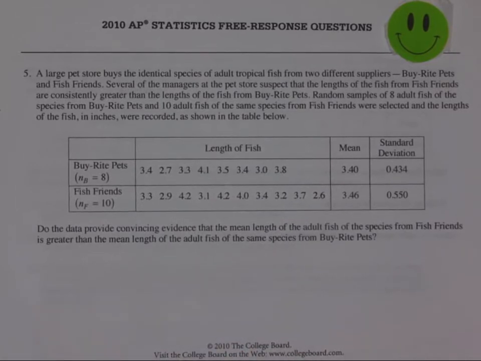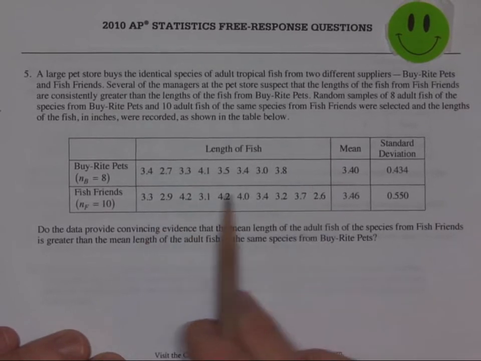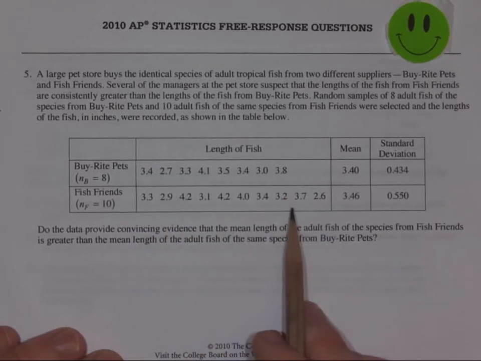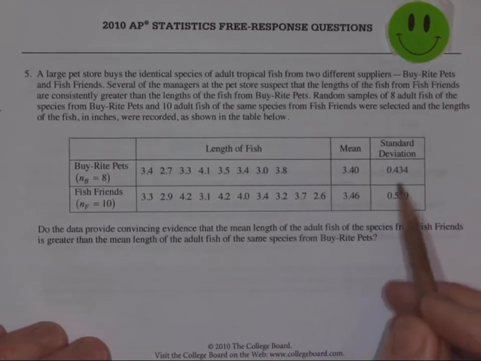Okay, so they ask, do the data provide convincing evidence of something? That means it's asking for a p-value. It's asking you to do a hypothesis test. Is there convincing evidence? And you also clearly note this is definitely quantitative data, two lists of numbers like this. It's definitely not categorical.